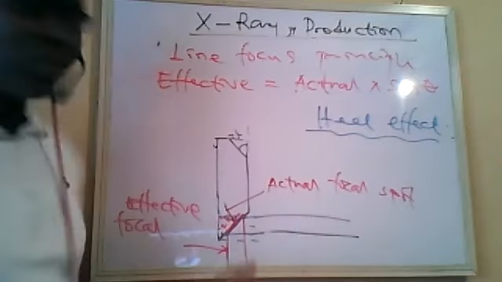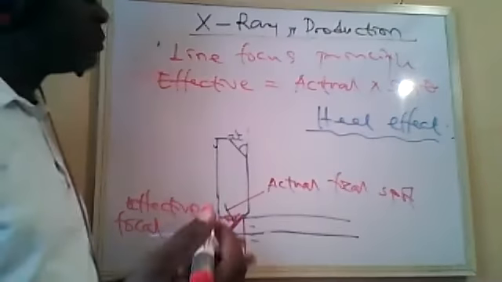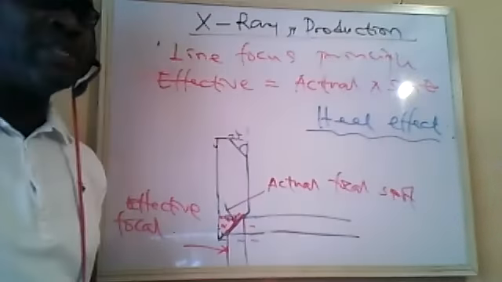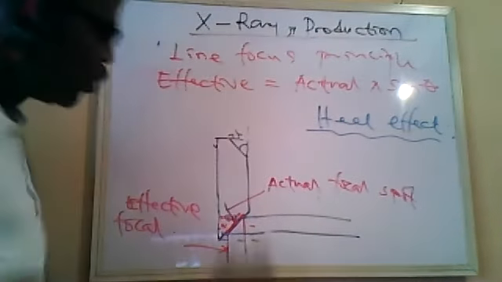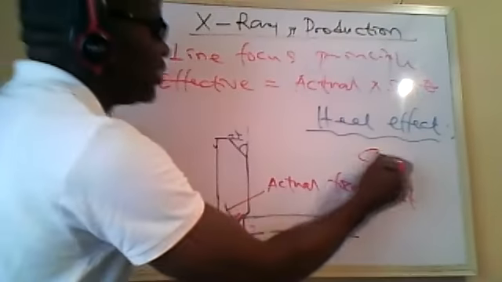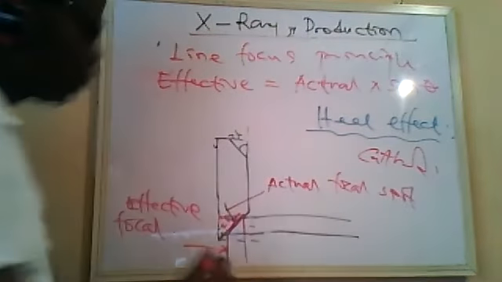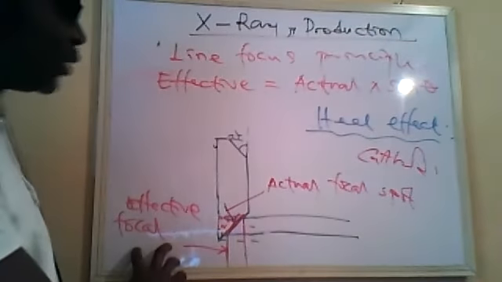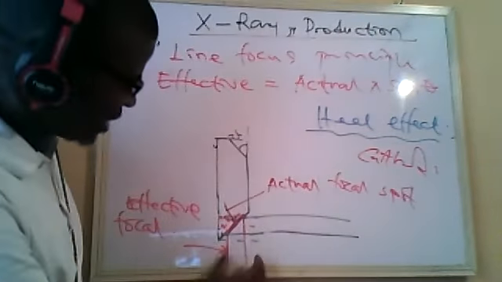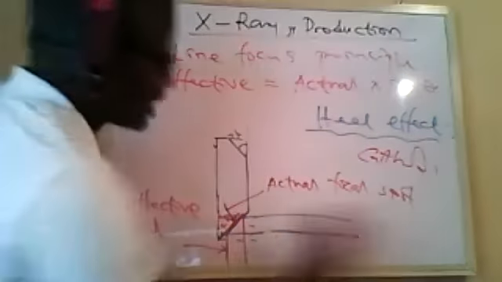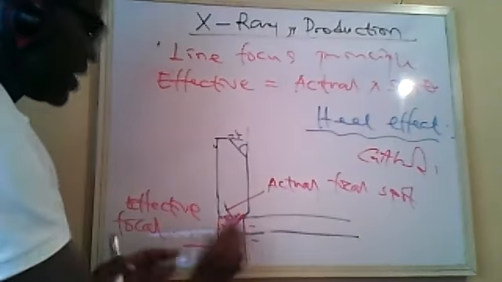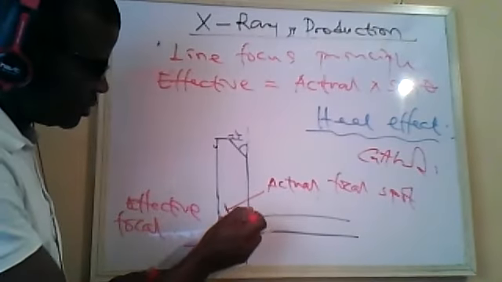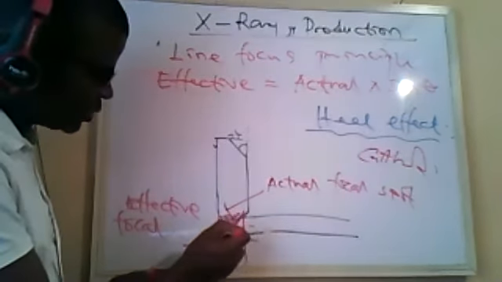The heel effect is a result of the different distances of travel of the electron inside the anode, giving rise to varying amounts of energy. The ones closer to the cathode, this is the cathode area, have much more energy than the ones towards the anode side. What do I mean? The X-rays produced closer to the cathode side will be much more energetic than the X-rays produced in this area. The X-rays here will be more energetic than the ones here.